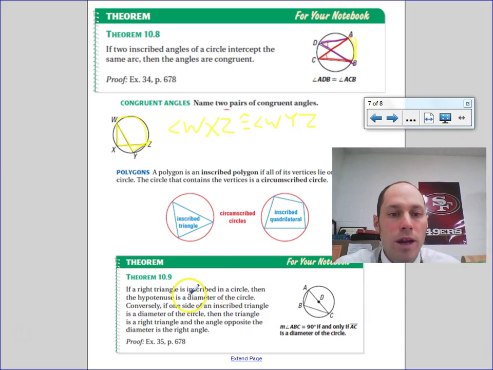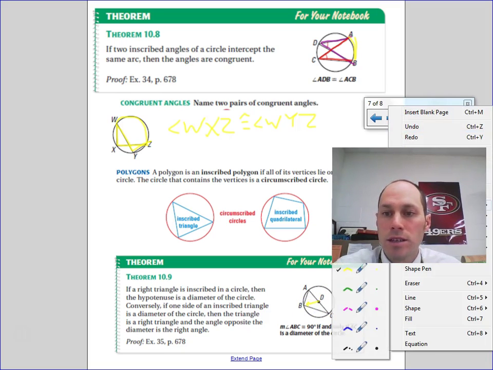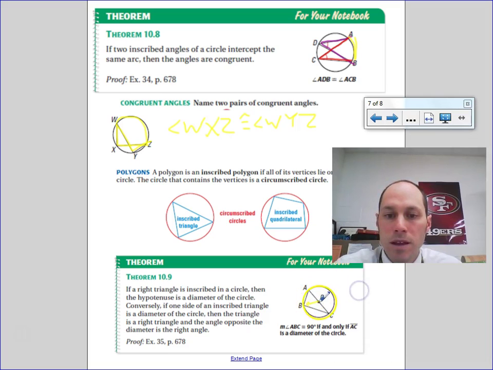So, if a right triangle is inscribed in a circle, the hypotenuse is on the diameter, because that's where the perpendicular bisectors would meet. Conversely, if one side of the inscribed triangle is a diameter, then the triangle is a right triangle. The angle opposite the diameter is the right angle. So if our diameter is here, choose a different color that's a little bit clearer. AC is the diameter, so angle B would be the right angle. So just as long as that triangle's inscribed in the figure, that will always be true.